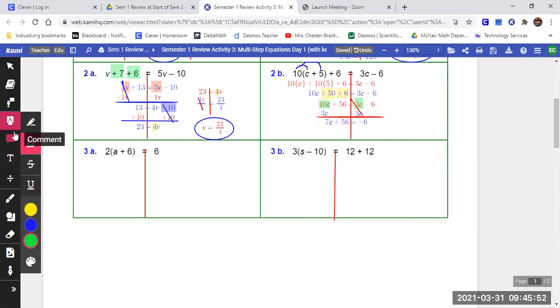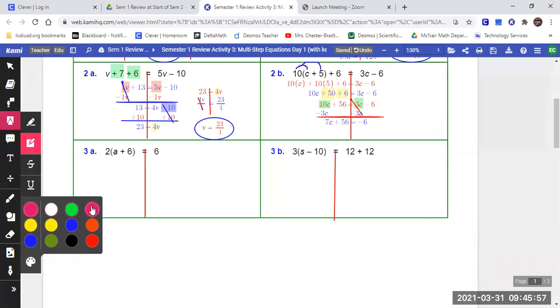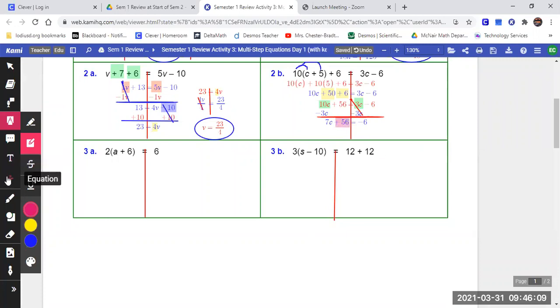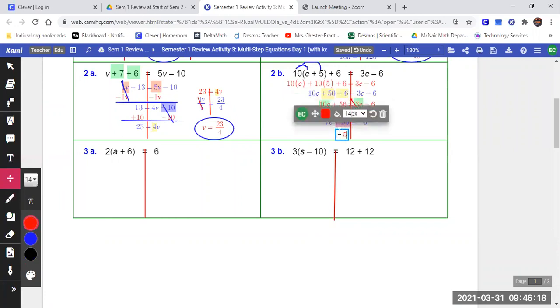What piece do I need to big zero out of there now? Yes, the positive 56. So how are we going to big zero that positive 56? Yes, by subtracting 56 from both sides of the equal sign. So minus 56 on both sides.